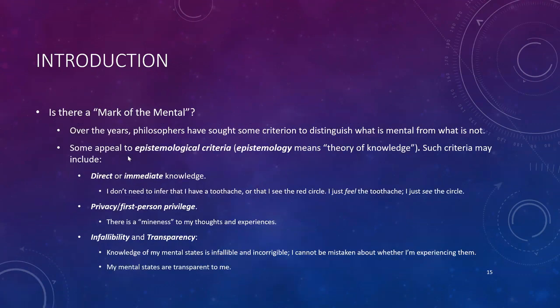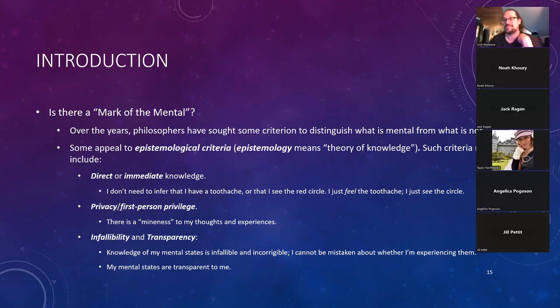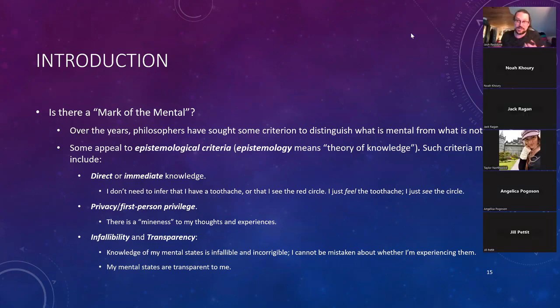Now we're going to round out the chapter by talking about the mark of the mental and whether there is a mark of the mental, an indicator that could tell us what it is to have a mind versus what it is to not have a mind. And over the years, over the centuries, philosophers have wondered about whether they could identify a criterion or criteria that would allow us to distinguish the mental from the non-mental.